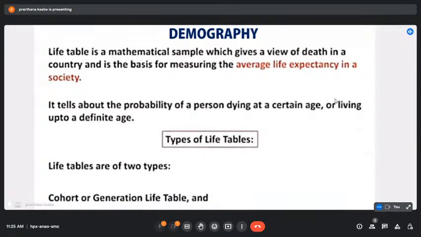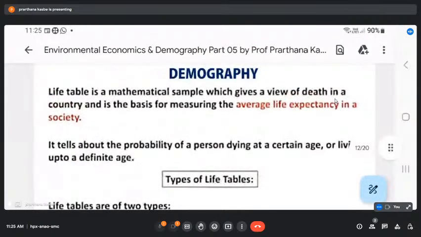Life table, ज्याला आपण जीवन सारणी म्हणतो. The life table is the mathematical sample which gives a view of death in a country, and it is the basis of measuring the average life expectancy in a society. ज्याला आपण सरासरी आयुर्मान म्हणतो. म्हणजे समाजातील सरासरी आयुर्मान मोजमाप करण्याचं एक मॅथमॅटिकल सॅम्पल म्हणजे लाईफ टेबल आहे.